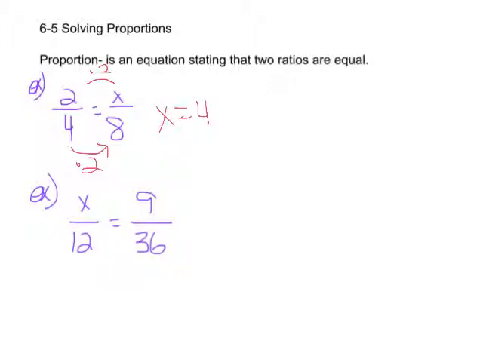The same thing goes with our next example. What are they doing to 12 to get me to 36? Well, they're multiplying by 3. And so I need to think of a number that's multiplied by 3 that could get me 9. So I can take the opposite of that, and 9 divided by 3 equals 3. So x must equal 3.